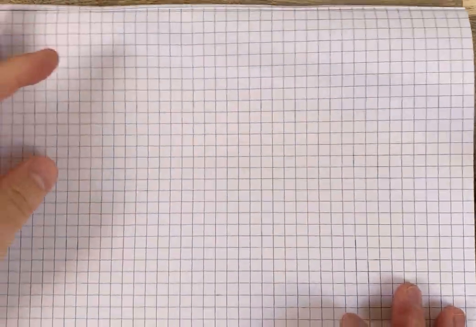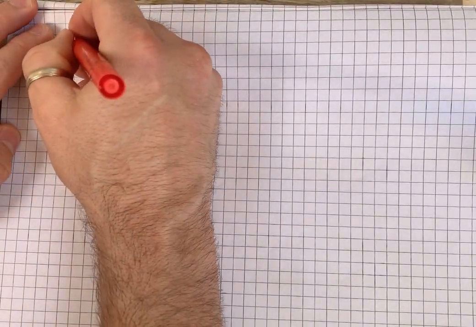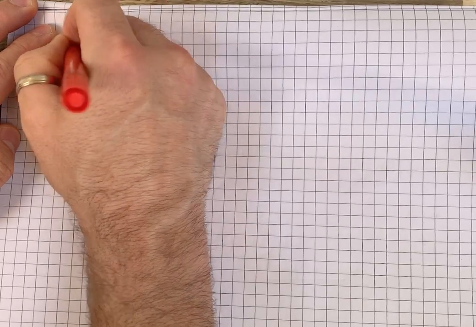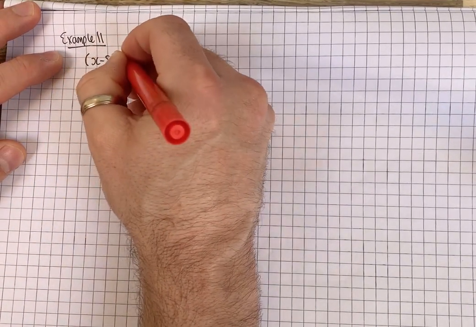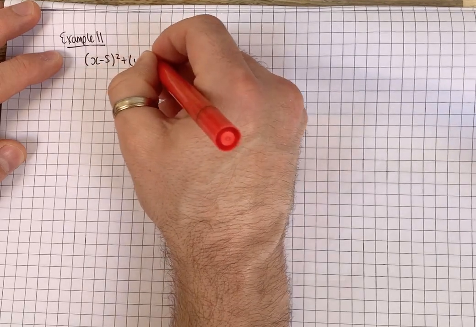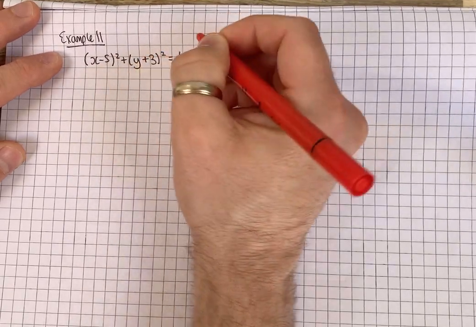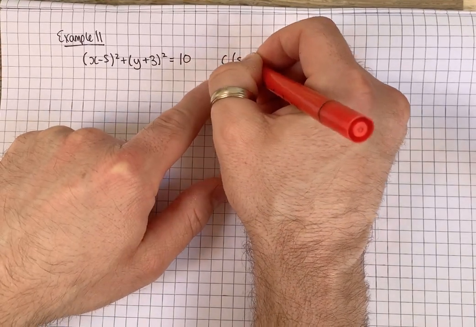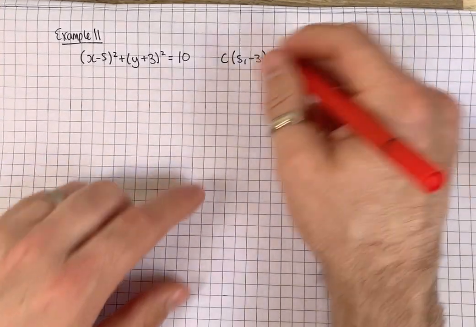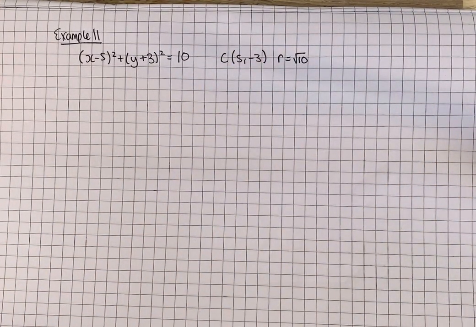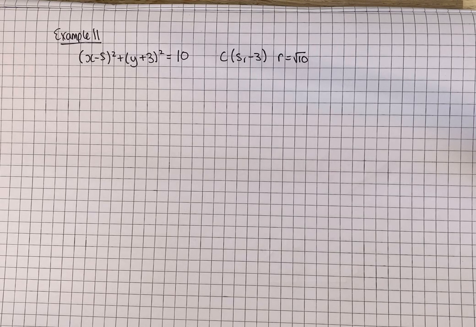Example 11. So we've got a circle with the equation (x - 5)² + (y + 3)² = 10. So that has centre (5, -3) and radius not 10, though, be careful, root 10. I don't ever need that, but I could work it out as we go along. We've got a line L that is tangent to the circle and has gradient -3. Find 2 possible equations for the line.